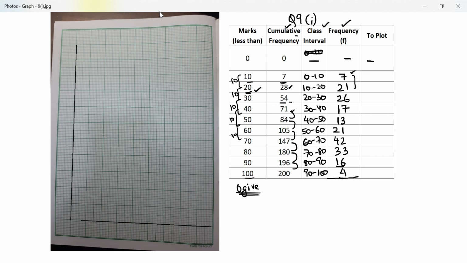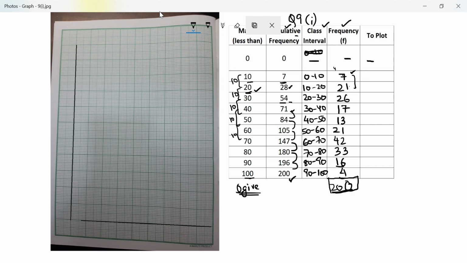Let's do a total to check if our subtraction has been correct. That's a total of 200 students. Perfect. So I had 200 cumulative frequency in any case.